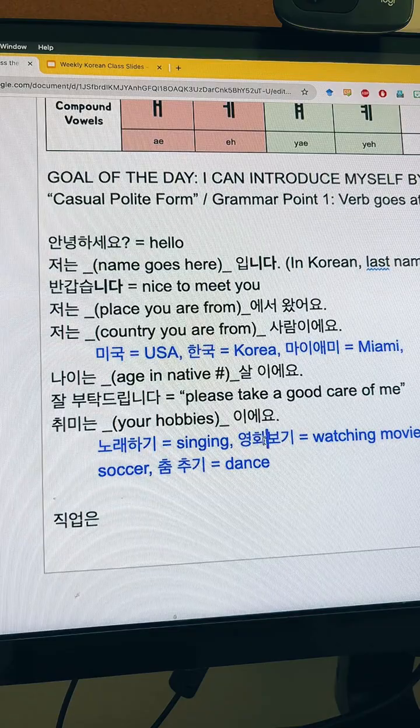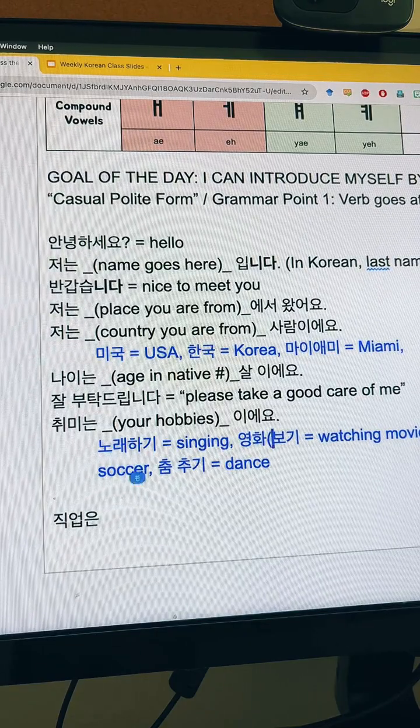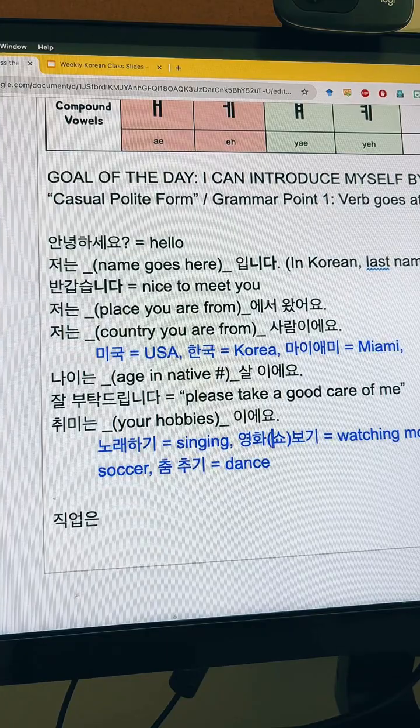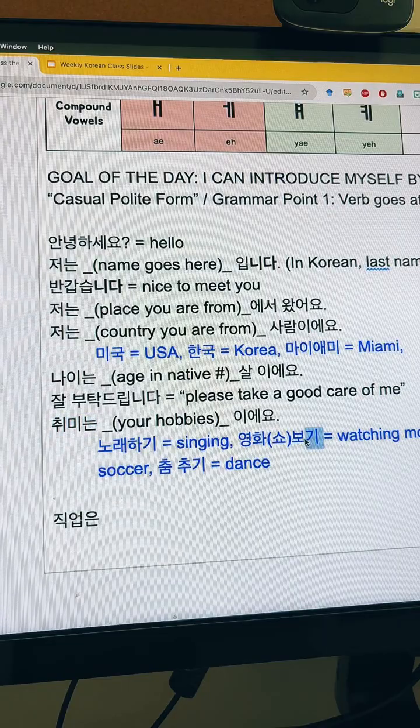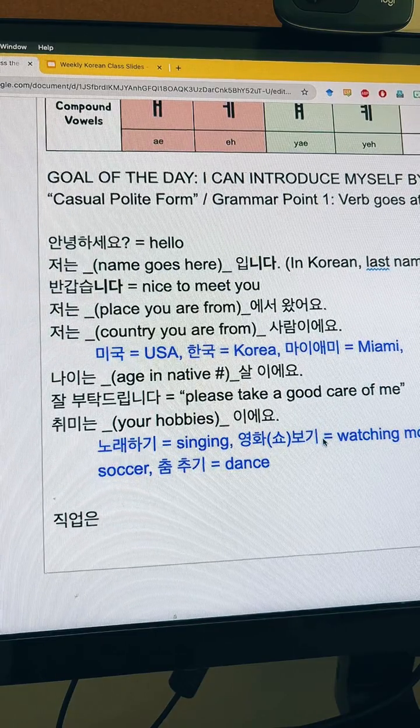If you want to change this to a series, you can say show 보기. If you want to say the word Netflix, you can put it right here. 넷플릭스 보기. So usually for 취미, hobbies, you can say the verb by changing it into the 기 ending verb, which is like the act of blah, blah, blah. Okay?